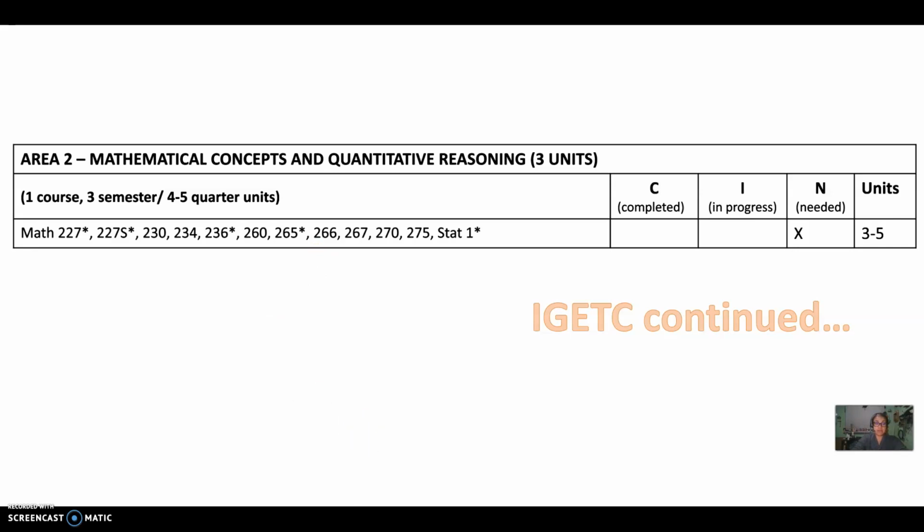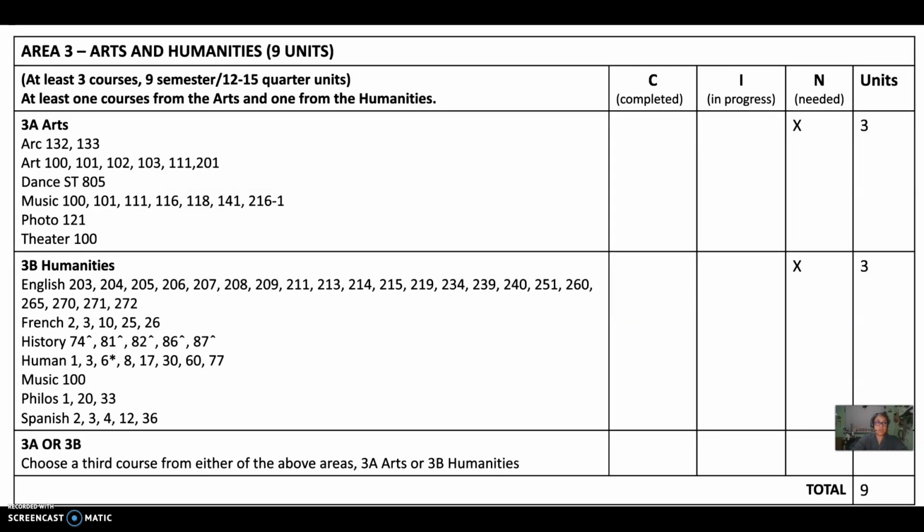And so some math classes are 3 units, some are 4, some are 5. So minimum 3 semester units are required, but you may satisfy this area with more than that. Okay. Then we have Area 3, Arts and Humanities. Just like on the CSU GE, it requires 9 units: 1 art class, 1 humanities class, and a 3rd class can be either an art or a humanity.